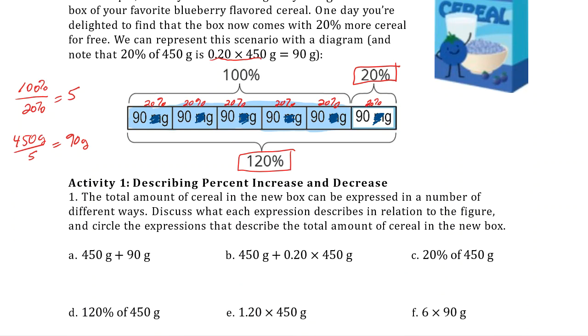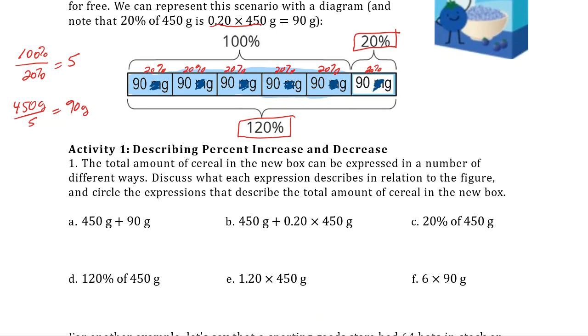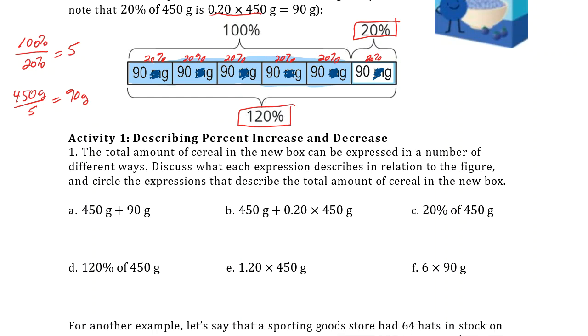Now there's lots of different ways to calculate how much cereal we would have now. How many grams of cereal would we have after this 20% increase? So what we want to do in activity 1 is look at the total amount of cereal in the new box, and we can express that in a number of different ways. Discuss what each of these expressions describes in relation to the figure, and circle any expressions that describe the total amount of cereal in the new box. Okay, so I want you to pause the video and think about what each of these expressions would represent, and circle the ones that would represent the amount of cereal after the 20% increase.